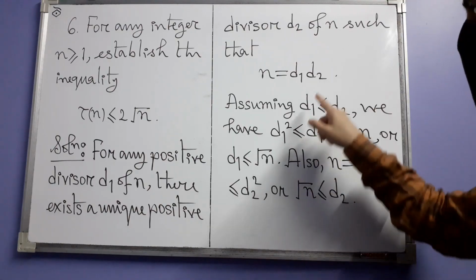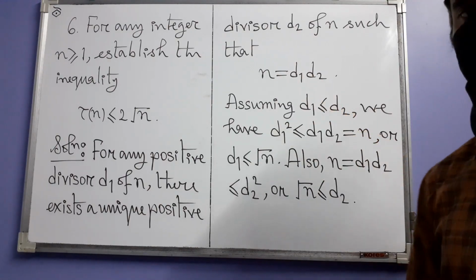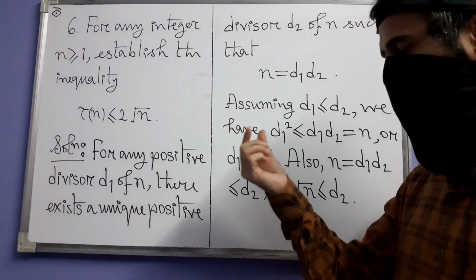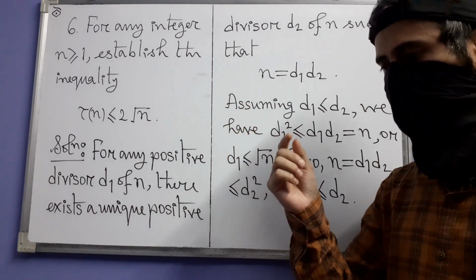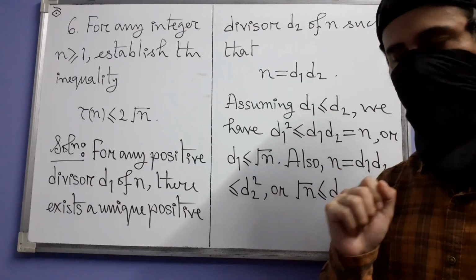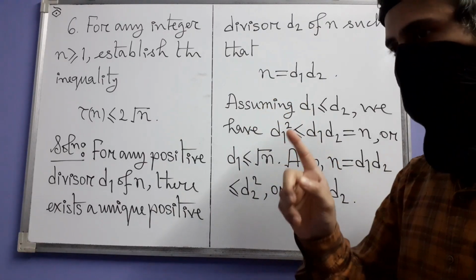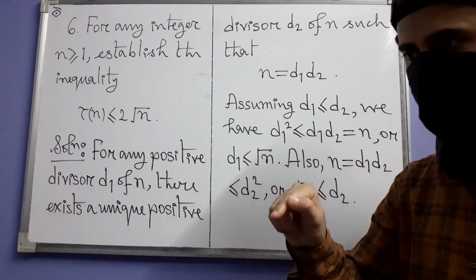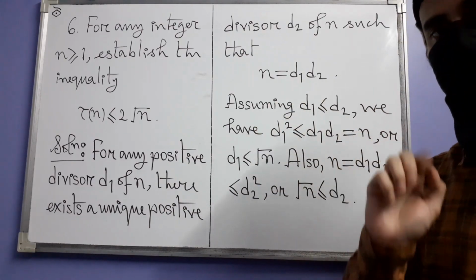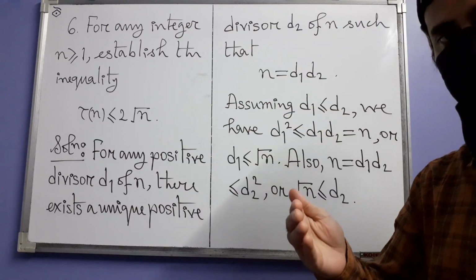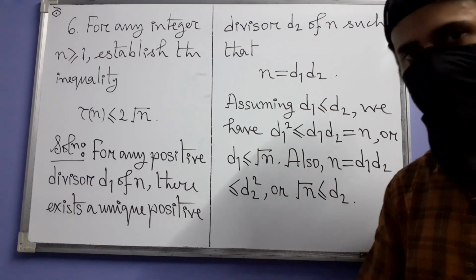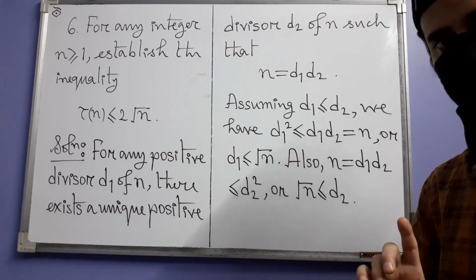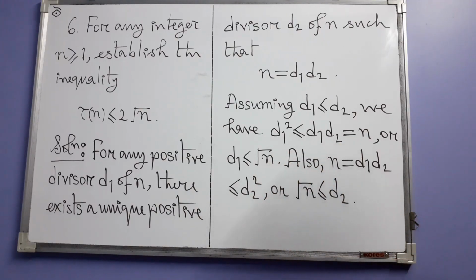In other words, this d2 is just n divided by d1. For example, if you have the number 12, say, think of 12 in place of n. If your d1 is 1, then d2 is 12. If your d1 is 2, d2 is 6. If your d1 is 3, d2 is 4, like that. If d1 is 4, d2 is 3. Okay, so that way also it goes.